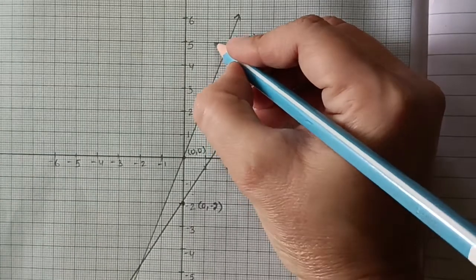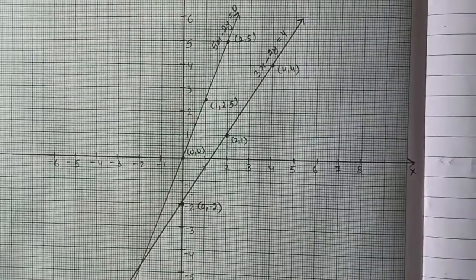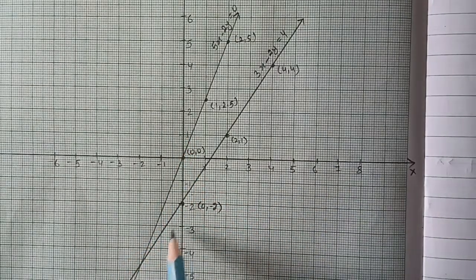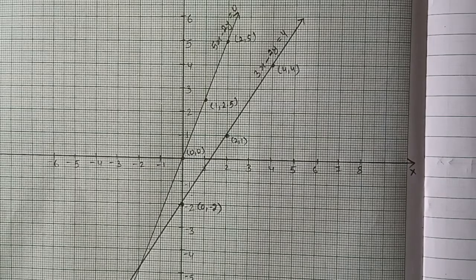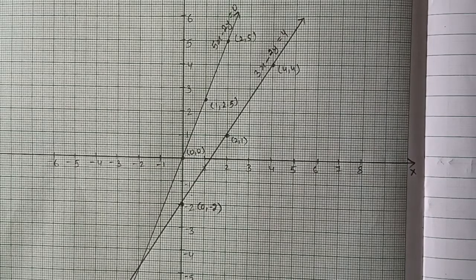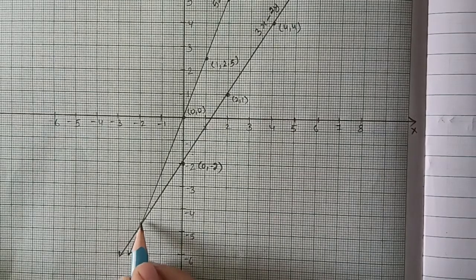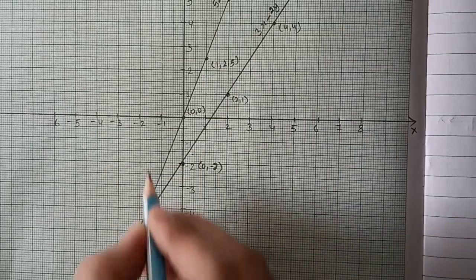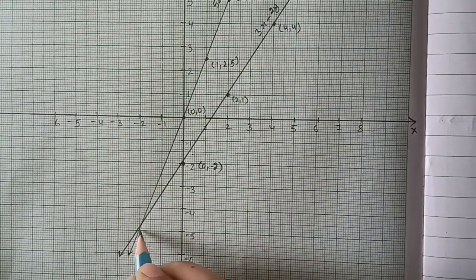Now these 3 points also join together. This is for 5x minus 2y equal to 0. These two lines will intersect each other at a point, and if they are not intersecting then you have to extend the lines, and after intersection you will get the point. These lines are intersecting at the point where x is minus 2 and y is around 5.